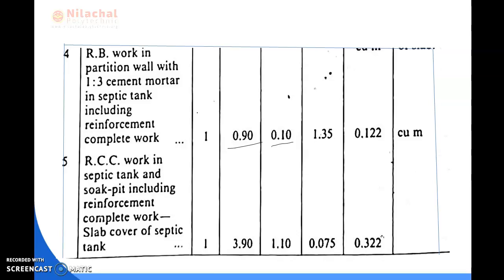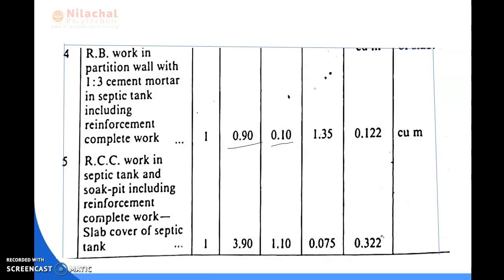The total quantity of RB work in the partition wall is equal to 1 into 0.90 into 0.10 into 1.35, which is equal to 0.122 cubic meter. Then we discuss the next point, serial number 5.